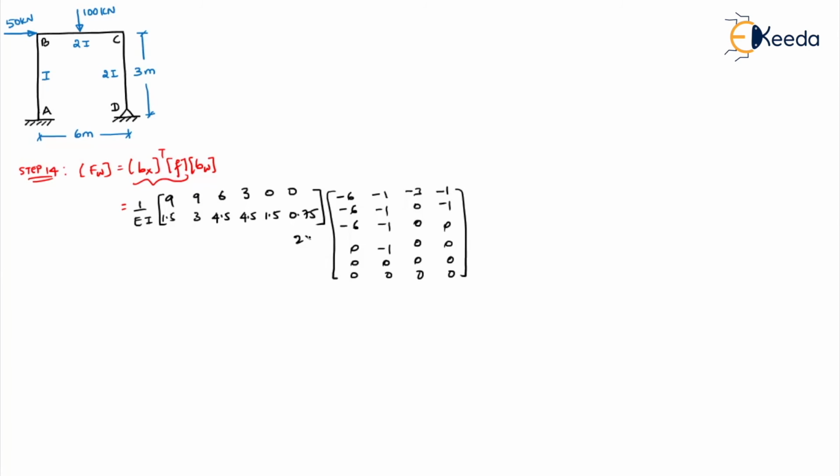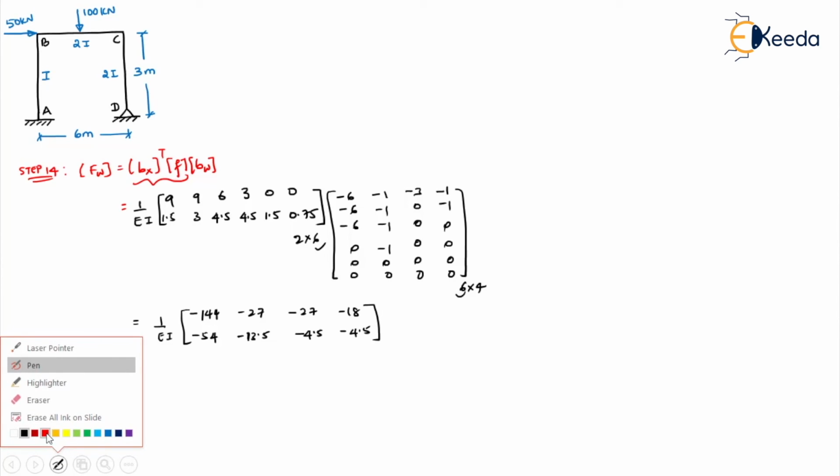So if you observe, this is a 2 into 6 matrix. This is a 6 into 4 matrix. So you will get a 2 into 4 matrix. So 1 by EI into what will happen? Minus 144, minus 27, minus 27, minus 18, minus 54, minus 13.5, minus 4.5, and minus 4.5. Okay. So this is your FW. Then what is your next step?